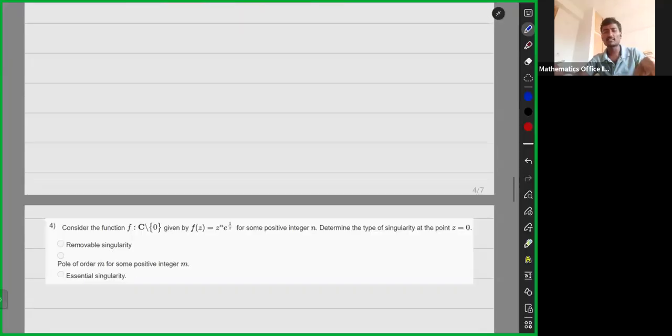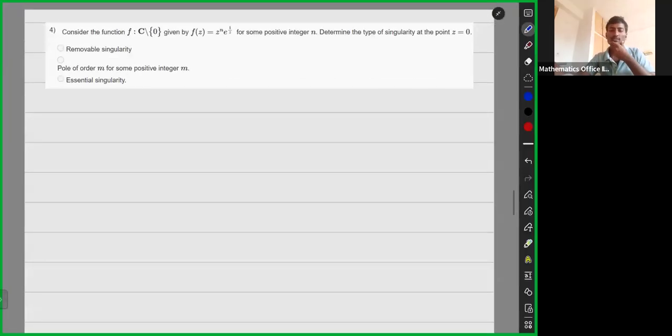Okay, now the fourth question. Here the function is defined on C minus 0. It is z to the power n times e to the power 1 by z, for some positive integer n. We have to check the type of singularity. So let's get the Laurent expansion for f.